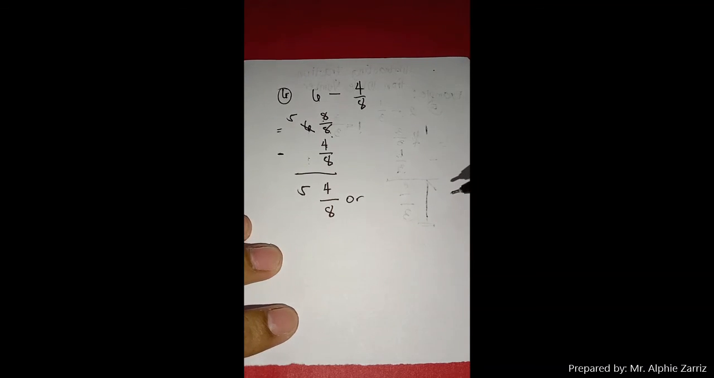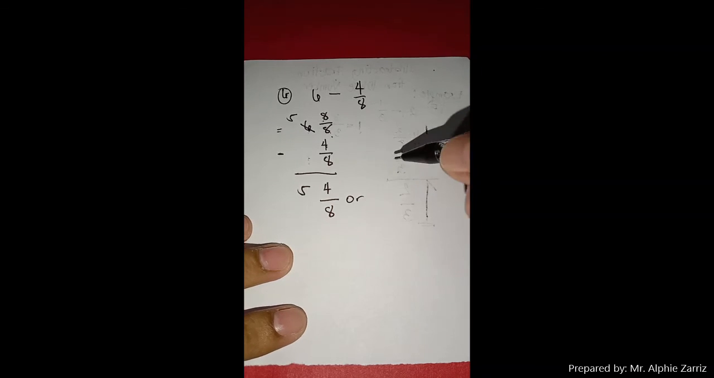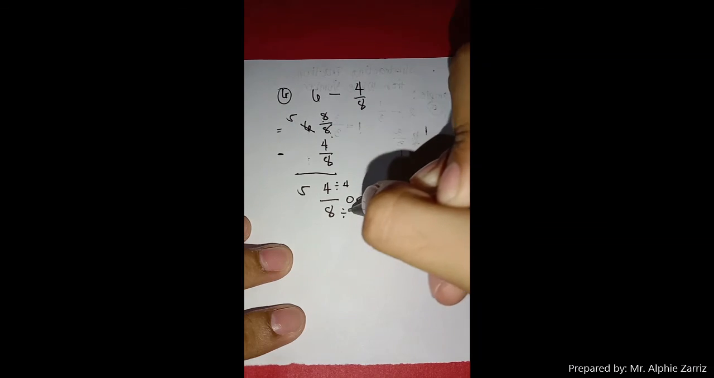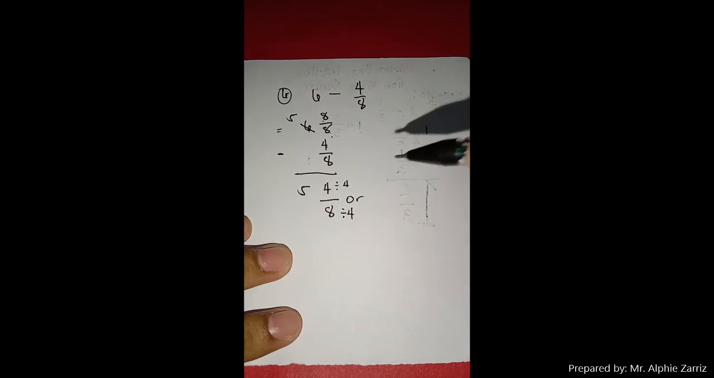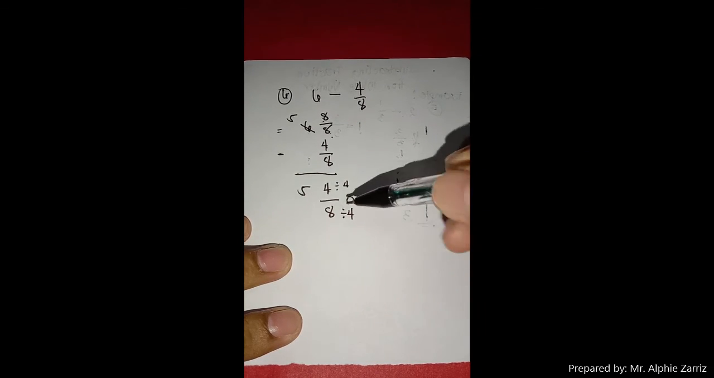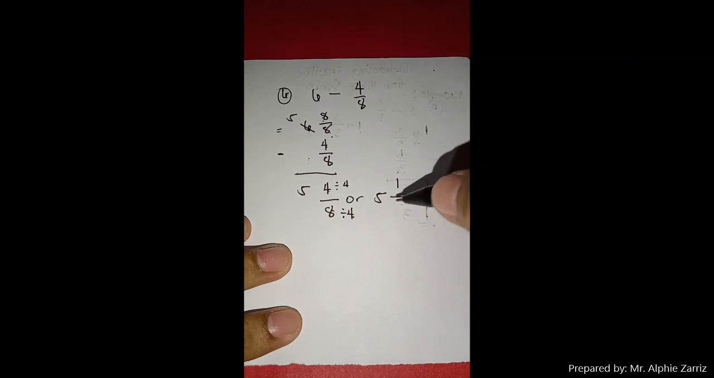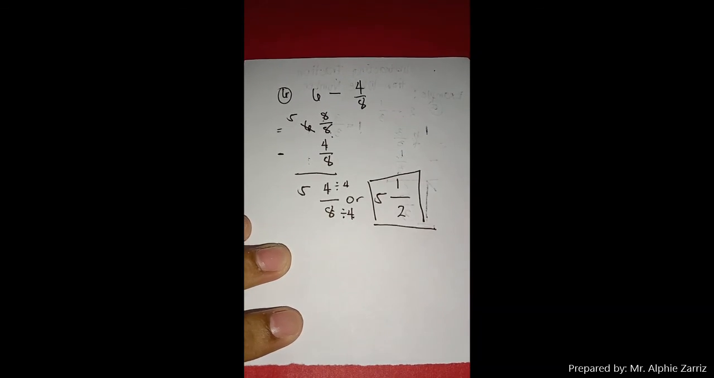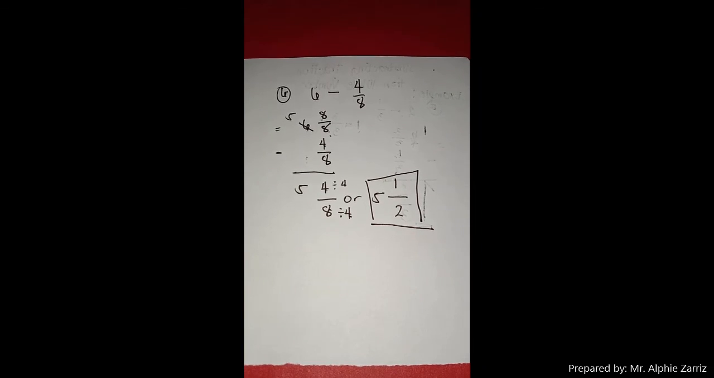Then, reduce it into lowest term. So, meron tayo dito. Yan. So, meron tayong 5 and then 4 divide 4, we have 1. 8 divide 4, we have 2. So, yan. Final answer. Okay.